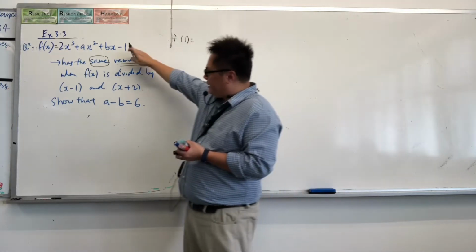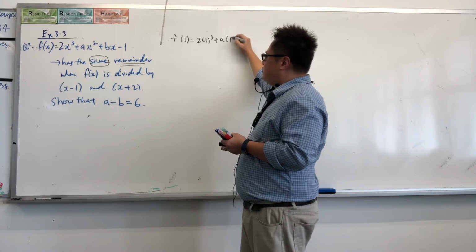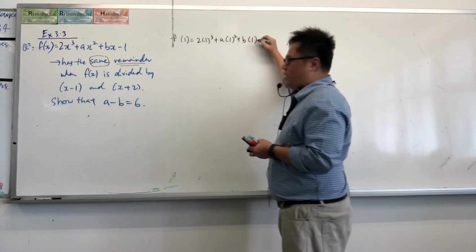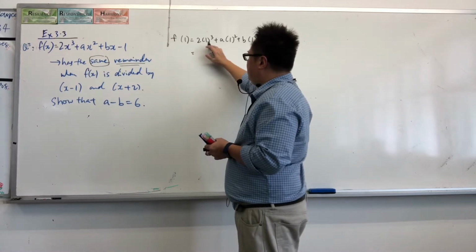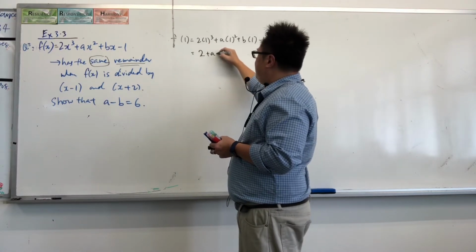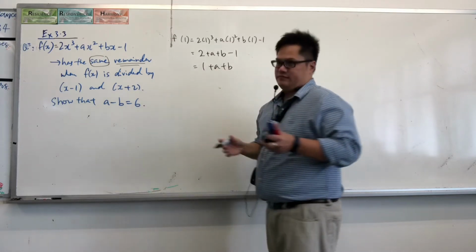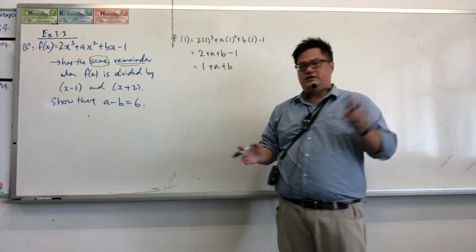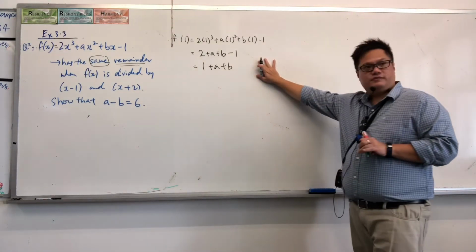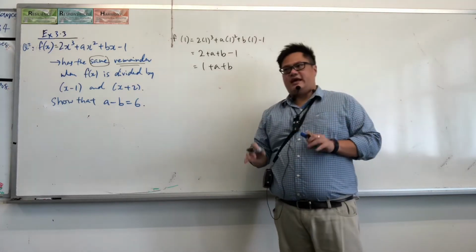f(1) equals, plug it in. What do I have? 2 times 1 cubed plus a times 1 squared plus b times 1 minus 1. Am I right? Let's tidy this up. 2 plus a plus b minus 1. Tidy this up: 1 plus a plus b. Am I right? Then I'm stuck. I don't know how to continue. Okay, Alicia, which line am I not clear? So this is 1 plus a plus b, and then I'm stuck.